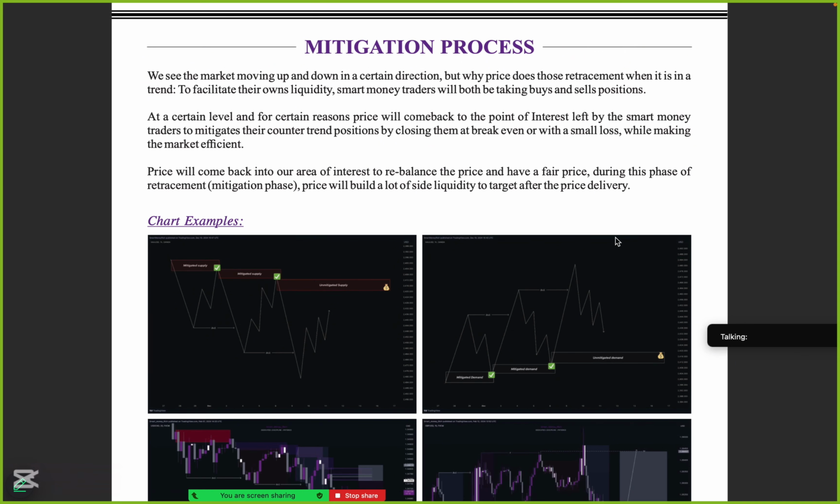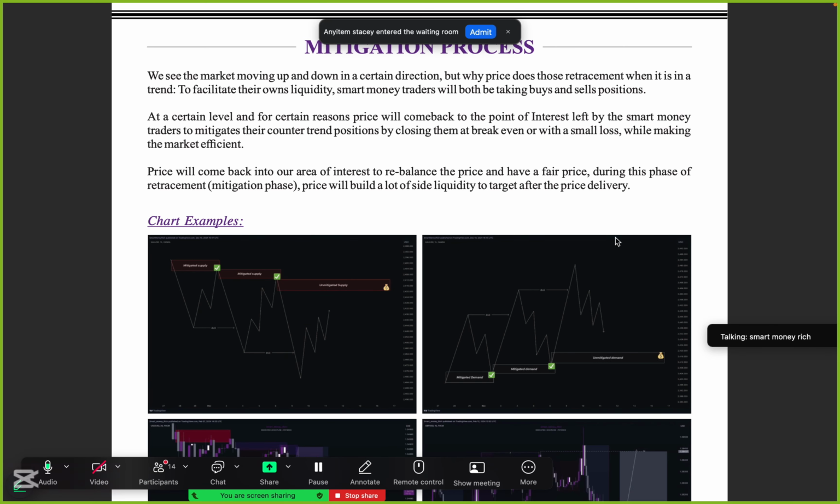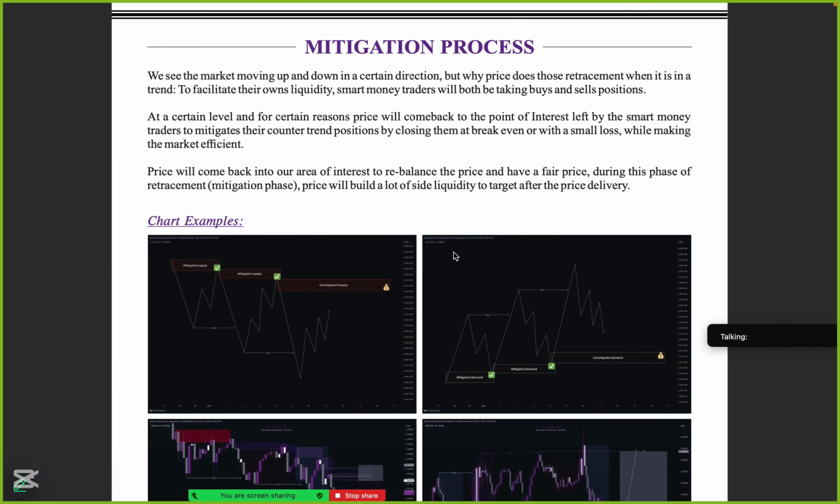So now when we talk about mitigation, or let's say when we talk about the smart money concept as a whole, those of you just joining now, we are just about to start today's topic.